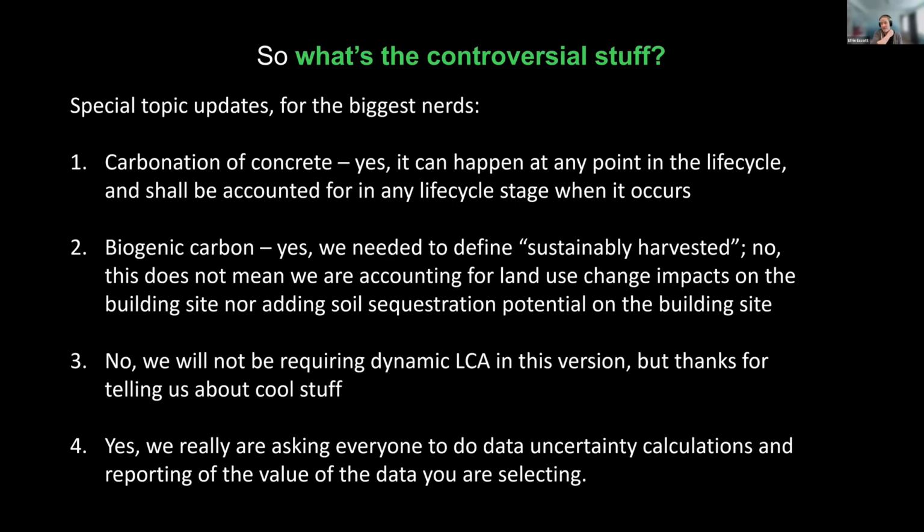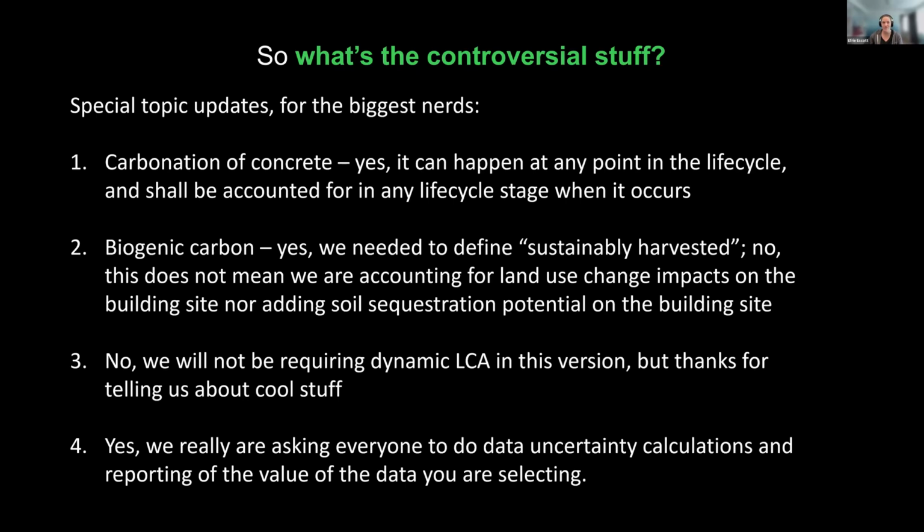All right, and then finally, yes, uncertainty. We are making you do it and report the value of the data you are selecting to use. If you are going through and selecting data, you should be doing so knowledgeably, and you should understand how applicable it is to your project and not just be selecting blindly. So yes, we are asking you to do that. Yes, we know the tools currently do not allow for that, but also your tools should update to meet the standards that apply. So I'm sure they are all tracking this very closely.